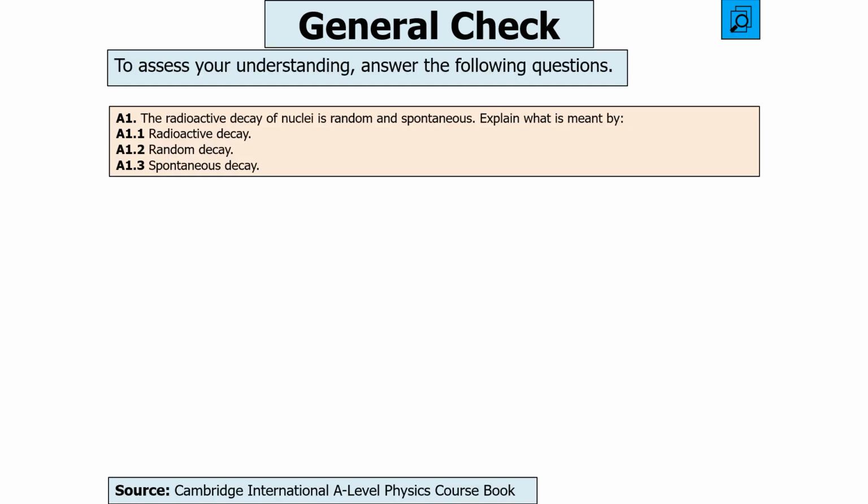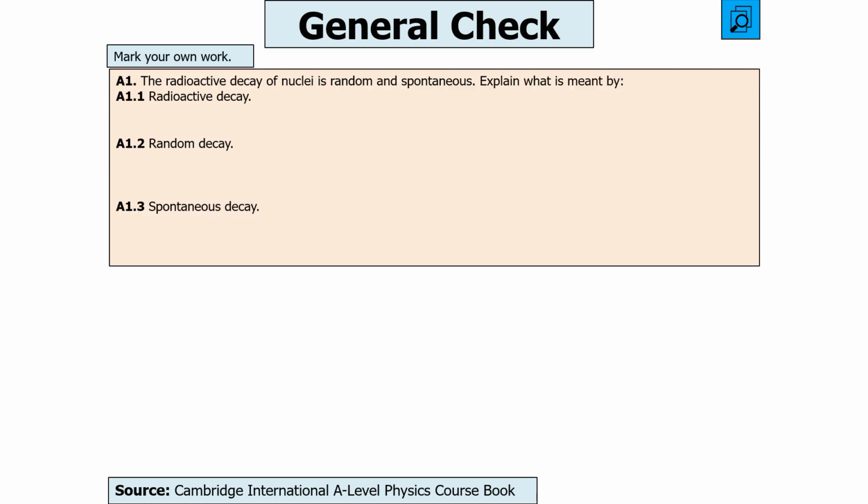The next question says, the radioactive decay of nuclei is both random and spontaneous. Explain what is meant by radioactive decay, random decay, and spontaneous decay. So pause the video now, then unpause the video when you want to go through your answer.